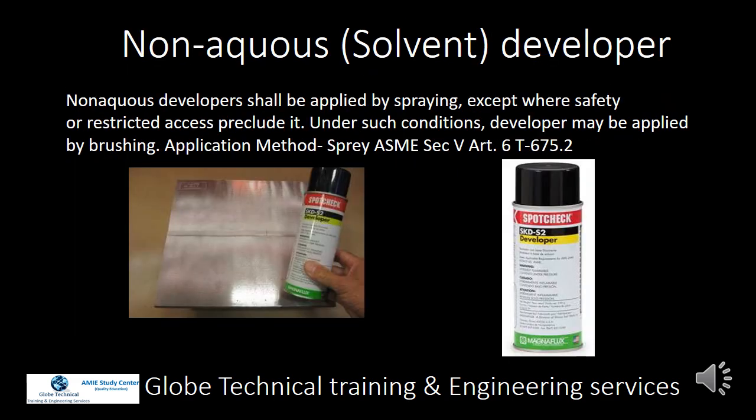Non-aqueous or solvent developer. Non-aqueous developers shall be applied by spraying, except where safety or restricted access precludes. Under such conditions, developer may be applied by brushing. Application method: spray. ASME Section 5 Article 6.